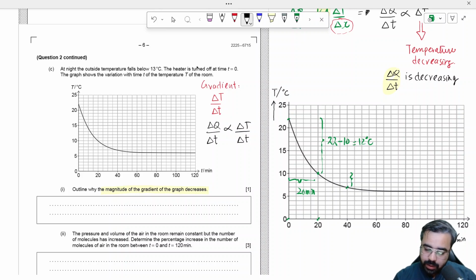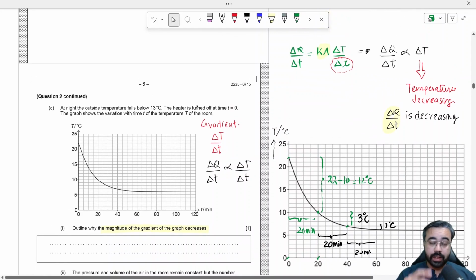Which, if I am not mistaken, is 3 degrees Celsius in the next 20 minutes, right? And then in the next 20 minutes, dear students, the change in temperature is just 1 degree Celsius. So overall, you can see that the temperature is decreasing. That's why the gradient is decreasing.